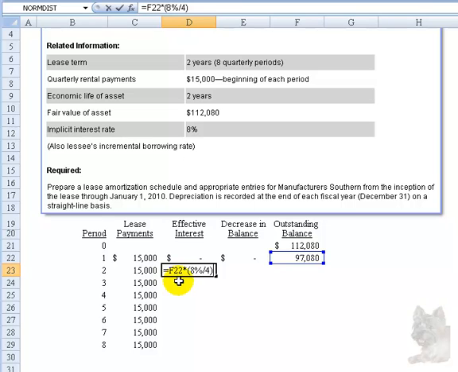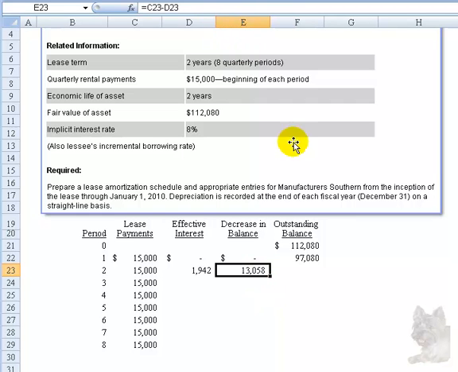Now the effective interest is calculated by what you see either on the formula bar or right here. Take the value in F22, which was the outstanding balance from the previous quarter, and multiply it times the incremental borrowing rate divided by 4 to come up with the periodic rate. So I mean, we could just use 2%, right? You could do that in your head, but I chose to show it in the detail. So it's 8% divided by 4, which is 2% times the 97,080, which is 1942.